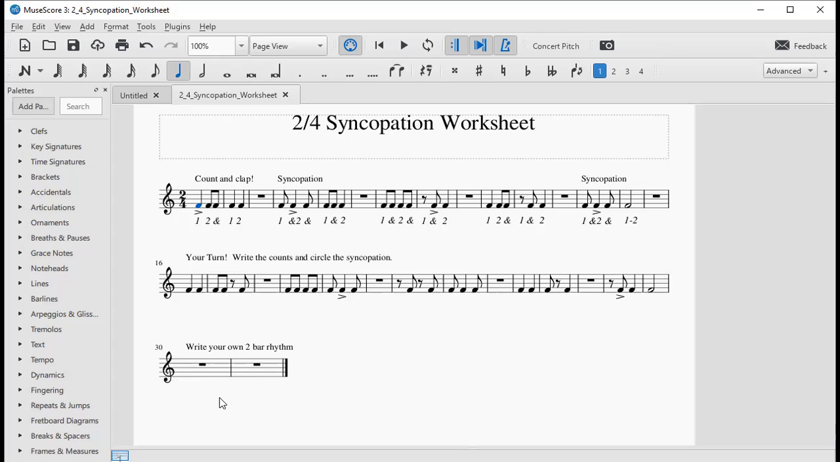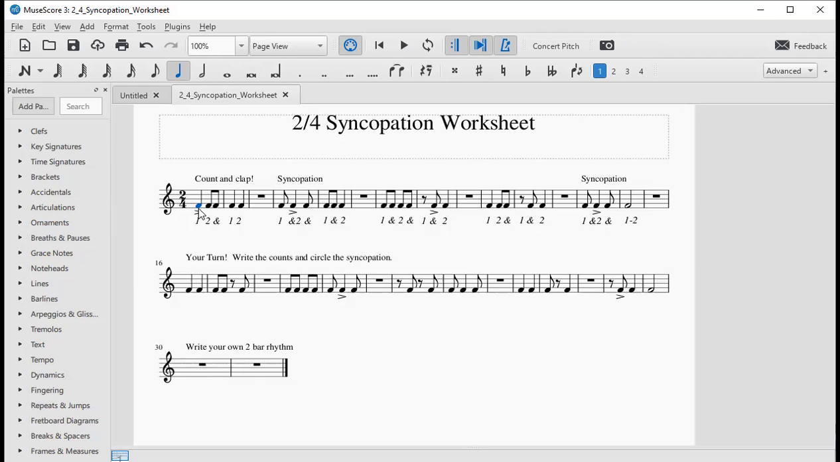Okay, so you write your own rhythm. You can be as creative as you want with it. Make sure that it adds up to 2 beats, and then write your count underneath and be able to play it or count it if you want to clap it yourself or play it on your instrument, even better. You can practice these with our scales that we're learning.